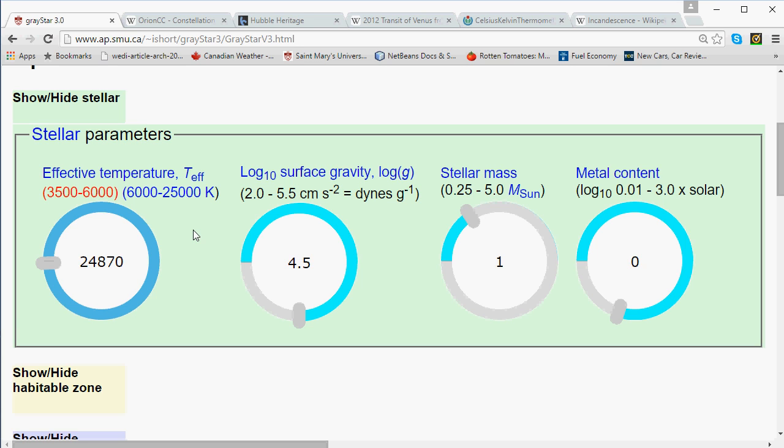More importantly, once a star's effective temperature is much over 25,000 Kelvin or so, that star becomes less stable than cooler stars, and it starts to behave in exotic ways that are very difficult to simulate. So we can't really simulate hotter stars with Gray Star 3. So 25,000 Kelvin is as high as we go. But that's pretty good. That range, 3,500 to 25,000 Kelvin, pretty much covers all the stars out there that you are likely to find.